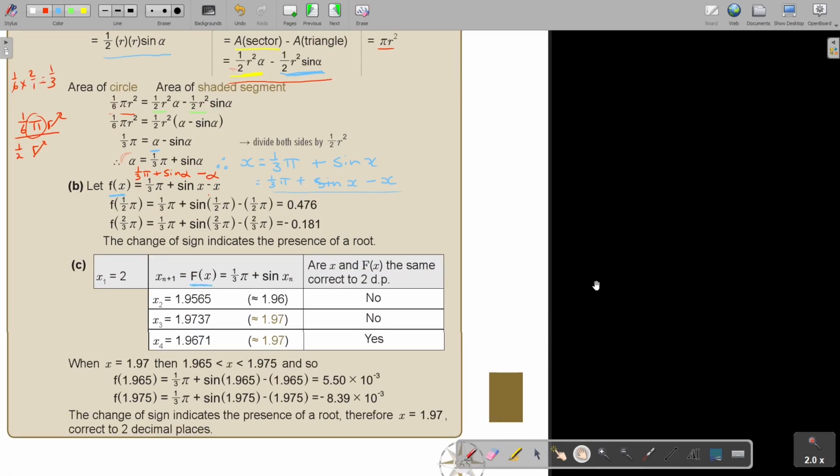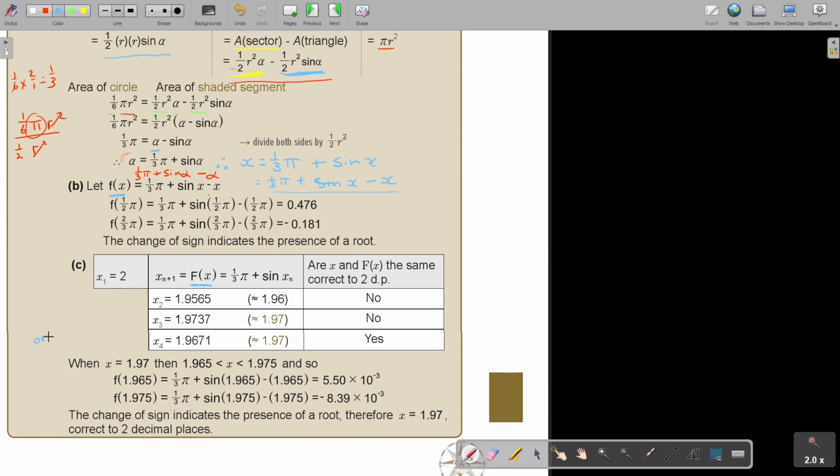They will say, show significant irritation to justify an accuracy of 2 decimal places until you come to that 1.97, or show that there's a sign change in the interval. So I'll just show you the process, and I want to do it in the final question also.